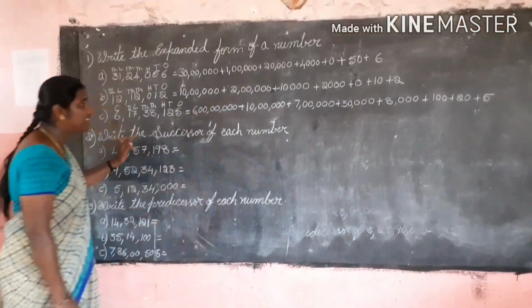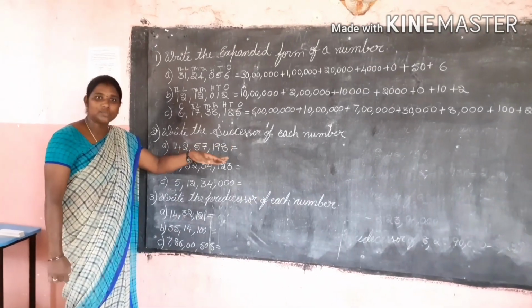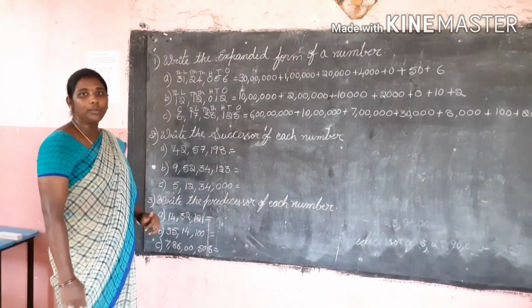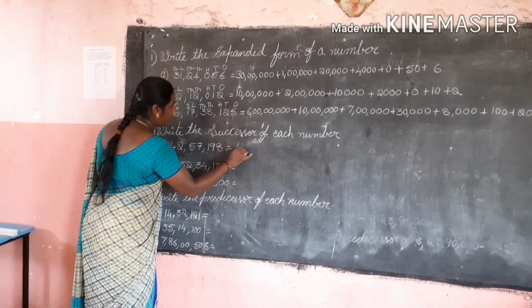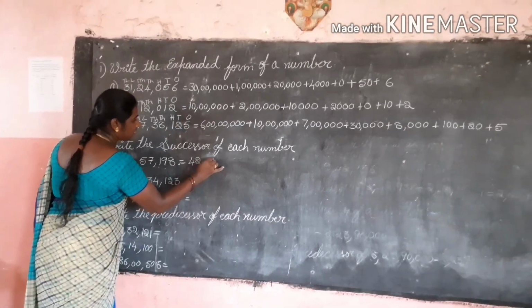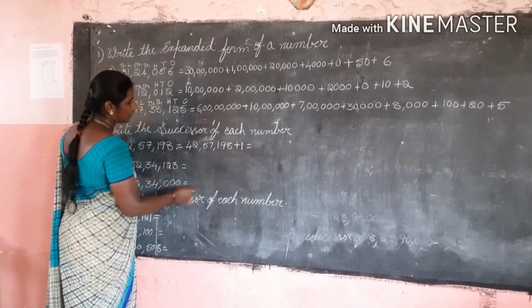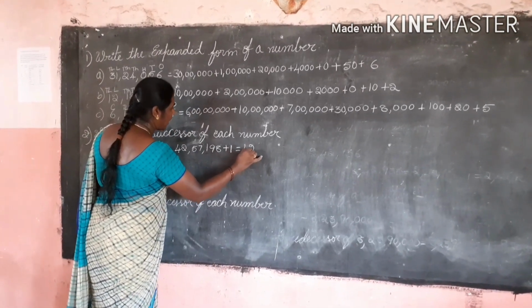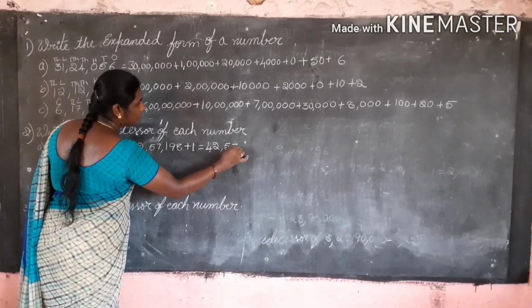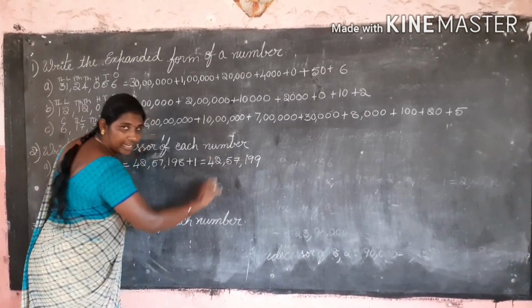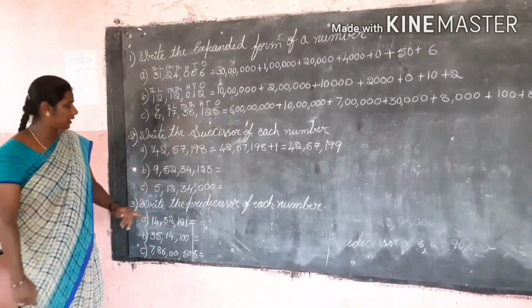Next question. Write the successor of each number. Successor means, as I said, we have to add 1 to the given number. Now, 42,57,198. Add 1 to this number and we will get 42,57,199. Successor means we have to add 1 to that number.